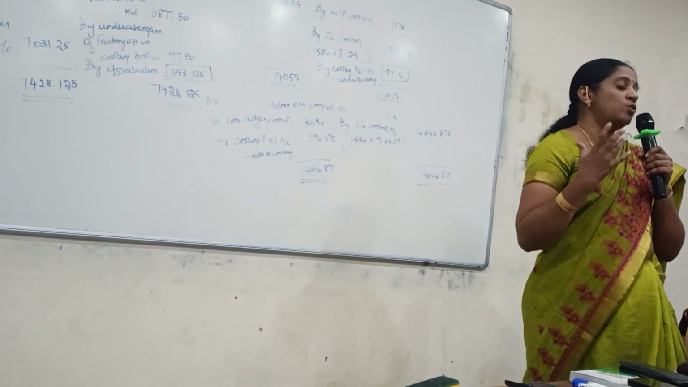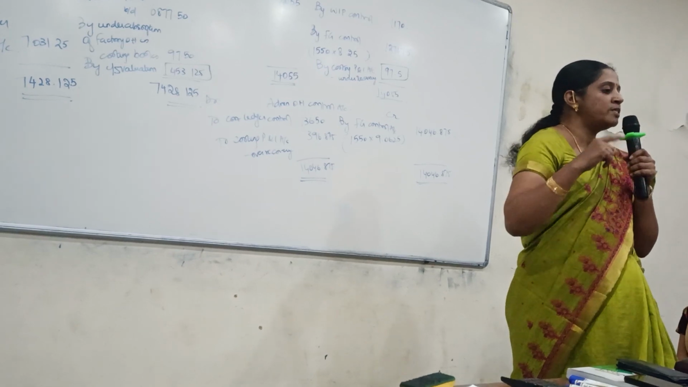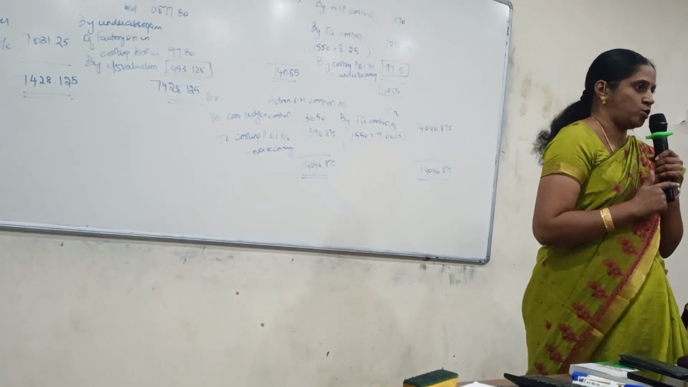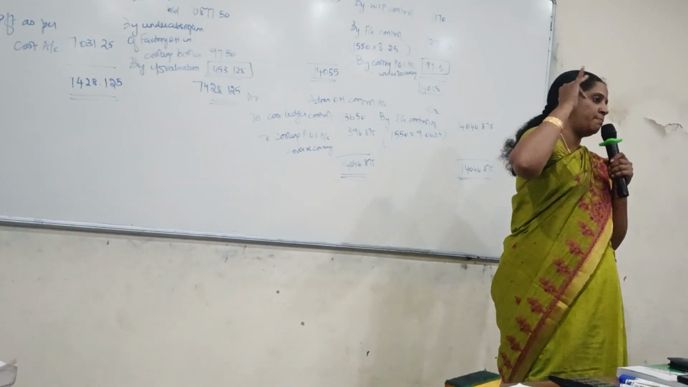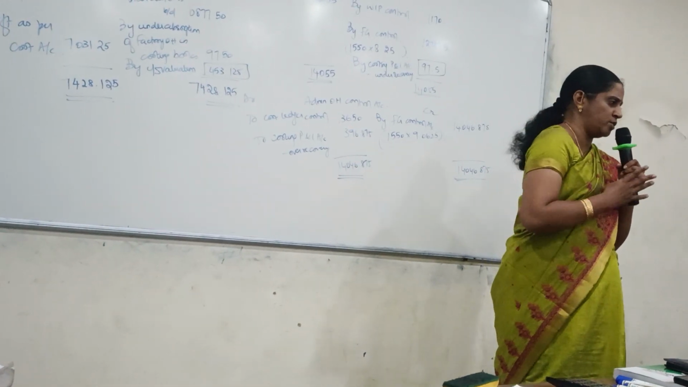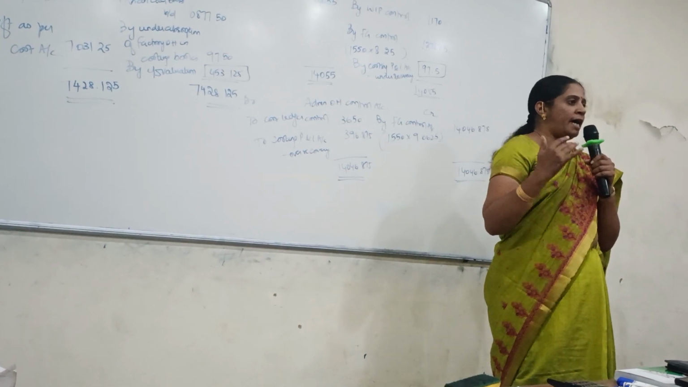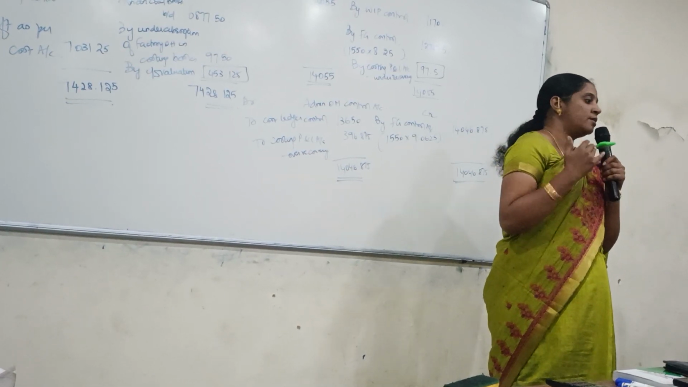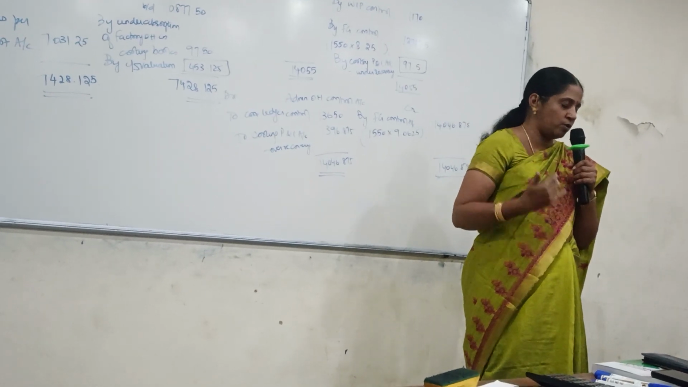Then we moved into labor turnover. Labor turnover is the calculation of the movement of labor force in an organization, where it is calculated by 4 methods: separations method, replacement method, flux method, and accessions method. Separations method, number of workers separated divided by average number of workers into 100. Replacement method, number of workers replaced by average number of workers into 100.